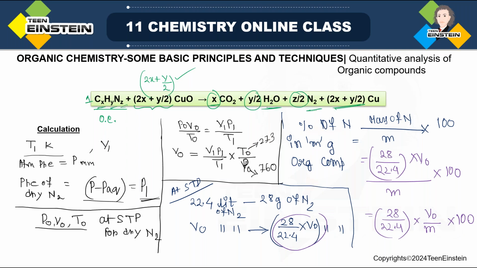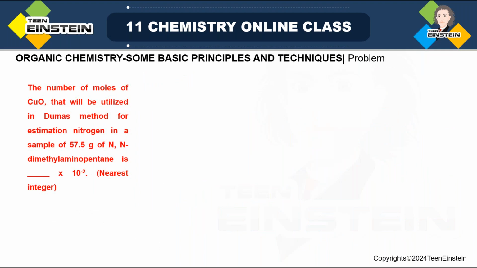Okay. So this is the percentage of nitrogen. In this way, you can calculate it in the given compound for m gram of organic compound. Now, based on this, we will solve some problems. Two problems basically we will solve in total, and both are based on the Dumas method, but the way they are asked is different.